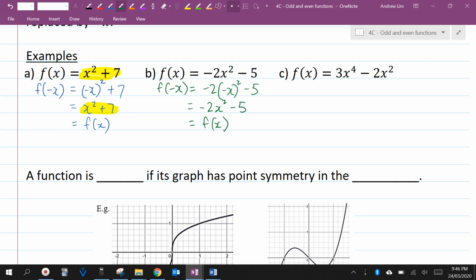Pause the video, have a go with question C yourselves, and when you're ready to check it out, continue playing the video. Okay, so f of negative x, we're going to replace all x's with negative x.